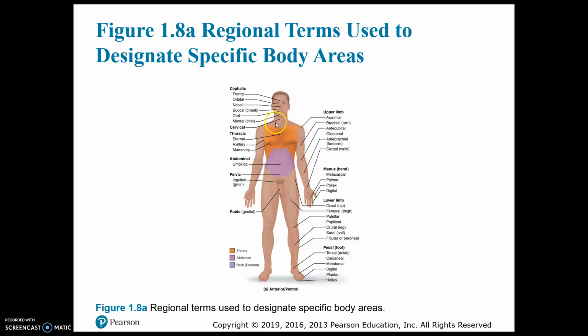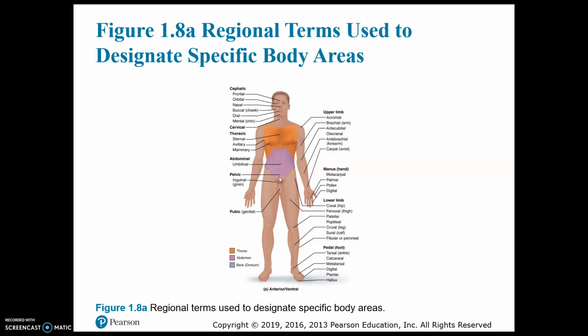Cervical, it means the neck region. Thoracic, it refers to the chest region. And the breastbone area is sternal. The armpit area is axillary, and the breast area is mammary. The abdominal region, shown in purple here, the navel is the umbilical region, and then we have the pelvic region, which is below the abdominal region.